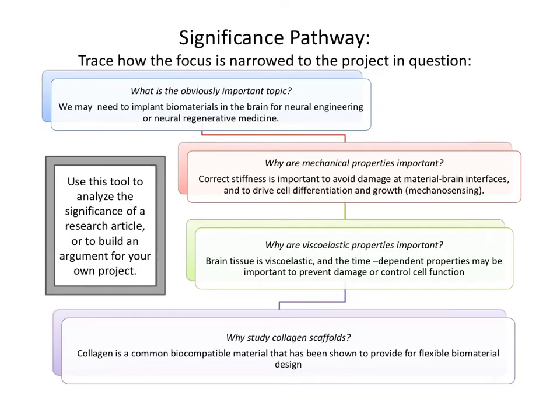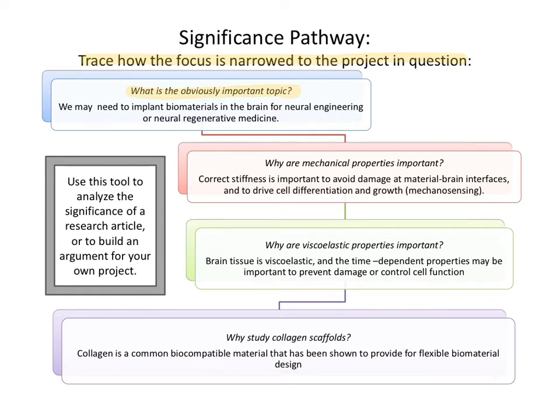So a significance pathway traces how the focus is narrowed to the project in question, which was the one that we barely understood first looking at the title, unless it's our area. So we want to start with why is it an obviously important topic? In this case, we may need to implant biomaterials in the brain for neural engineering or neural regenerative medicine. These are all things that are explained in the introduction and demonstrated using citations, but in this analysis, we are simplifying this down to basically a few sentences instead of many paragraphs.